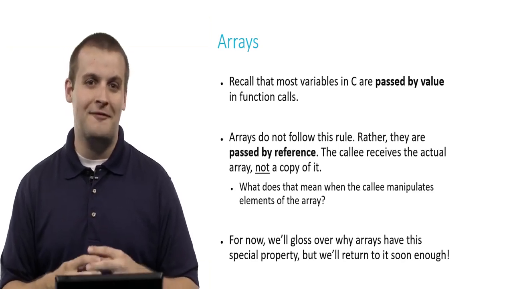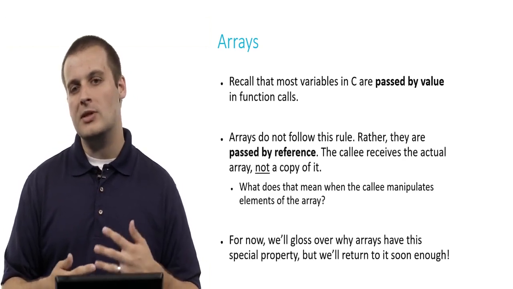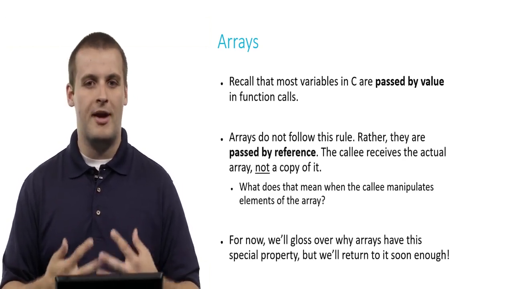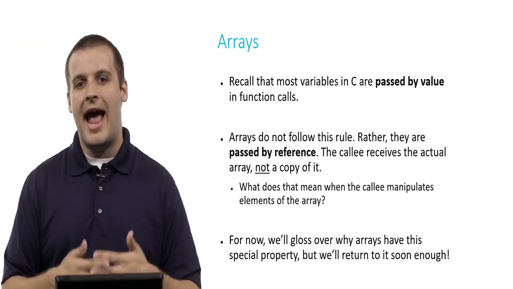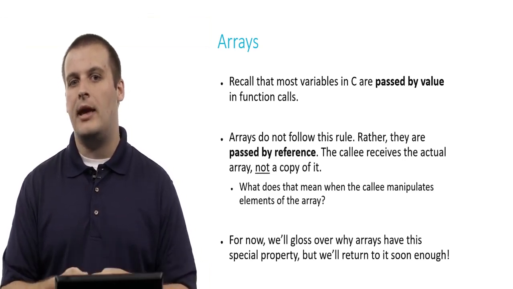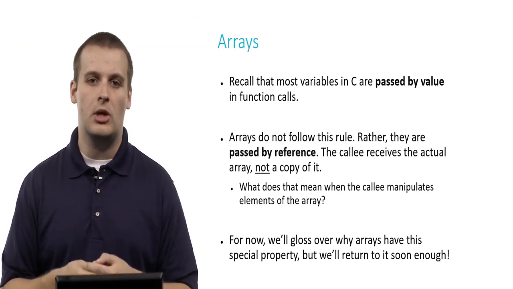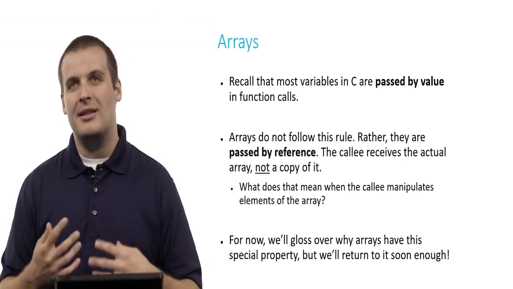Arrays, of course, do not follow this rule. Rather, what we call this is passing by reference. The callee actually does receive the array. It does not receive its own local copy of it. And if you think about it, this kind of makes sense.